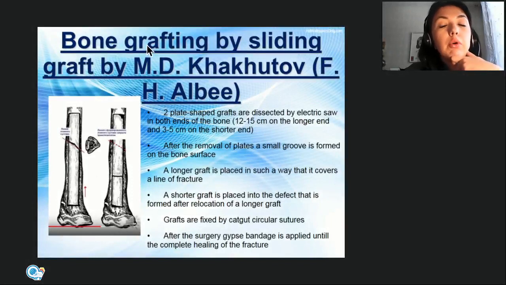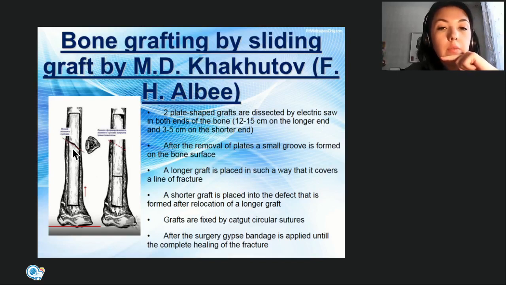So this is bone grafting by sliding graft that was actually invented by a great Russian surgeon Khahutov again, but in all the English literature it is known as osteoplasty by Olby. So I just inform you that in English literature you will find it as osteoplasty by Olby.